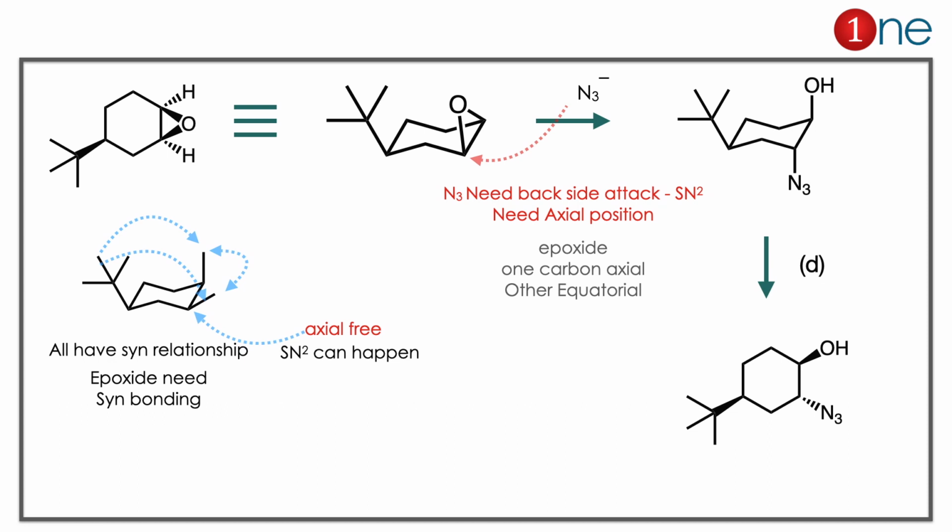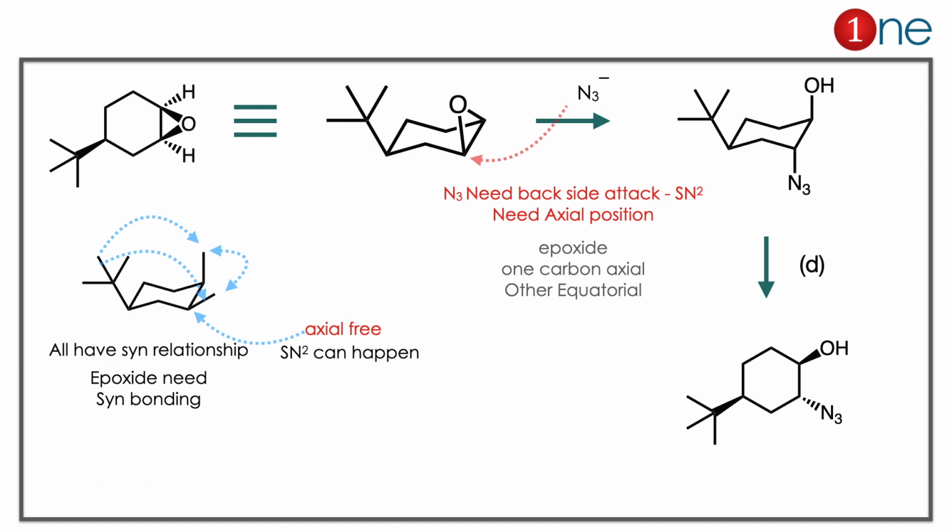So one bond should be axial, one bond should be equatorial, and the important thing is both should be syn to the tertiary butyl group. Here our N3 reaction requires the axial position, so only the axial position is free at the third position, not at the fourth position. So N3 attacks and the ring is opening. You have the N3 near to the tertiary butyl and OH is away from there.